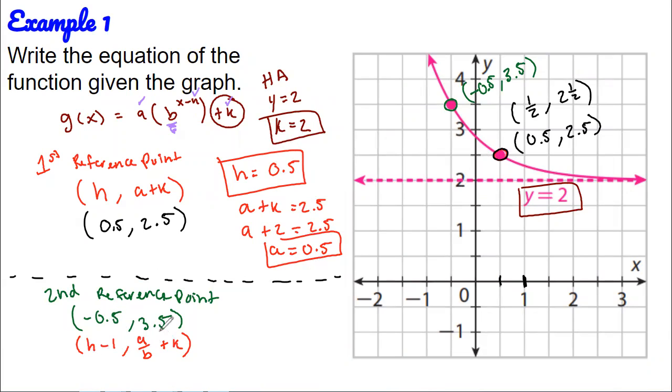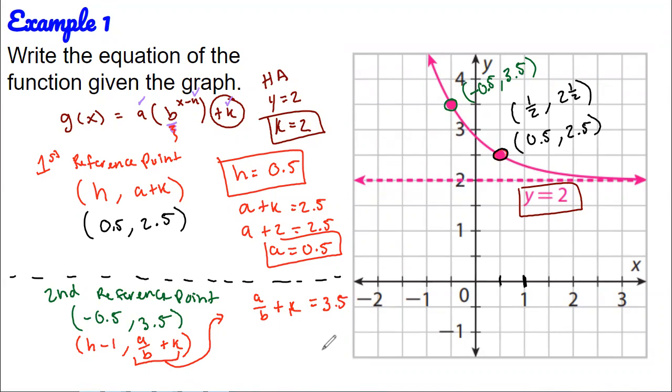That is true. Now we're interested in the value of b. My second coordinate contains that value. So we're going to use that second coordinate to help us figure out what the value of b is. So I'm going to take this right here, and I'm going to bring it up here. A over b plus k. And what is a over b plus k equal to? It equals 3.5.